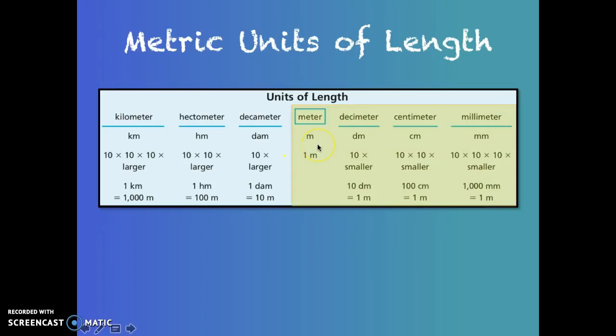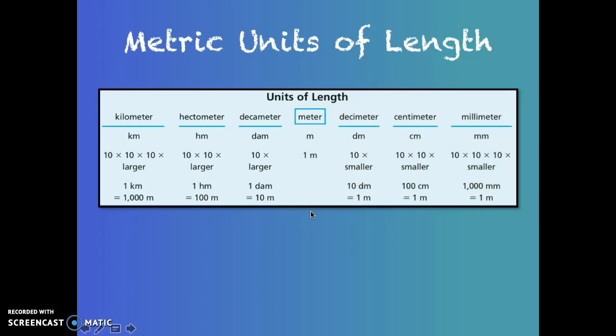Now notice when we move this direction, our units are getting smaller, and they're getting smaller by 10 times. So when we move from a meter to a decimeter, that takes 10. So it takes 10 decimeters to make up a meter. And as we continue to move to the right, we're multiplying by 10 again. These units are getting smaller and smaller. So it takes 10 times 10, or 100 centimeters to make up 1 meter. And then finally, getting 10 times smaller again, 1,000 millimeters make up 1 meter.